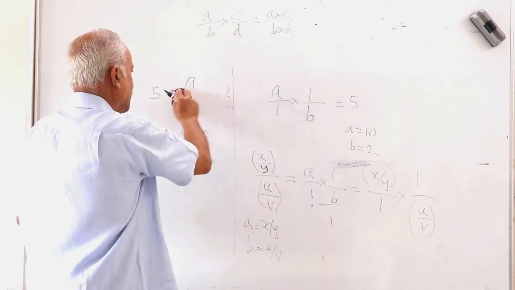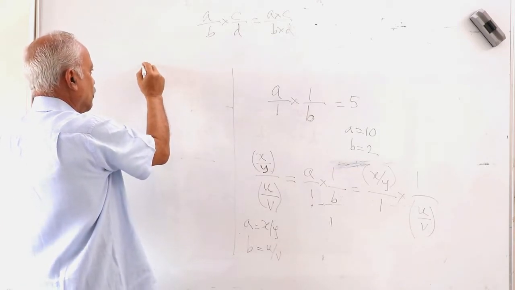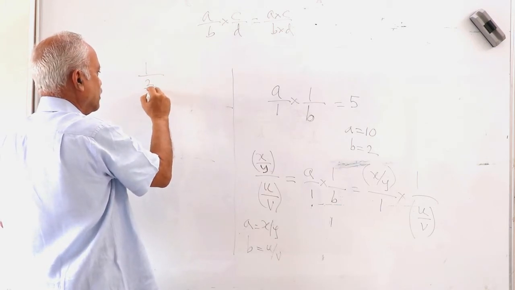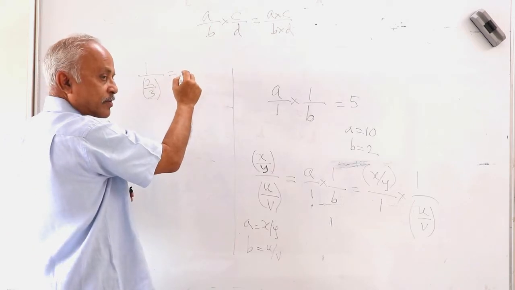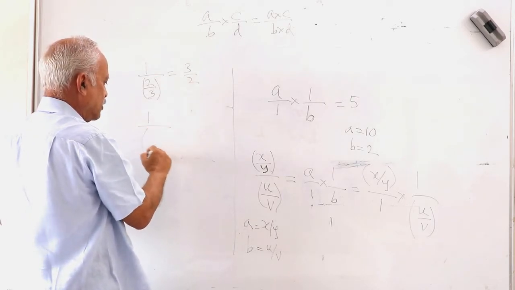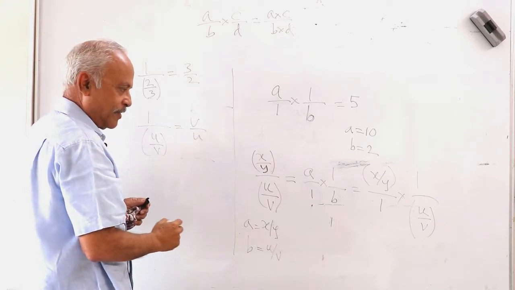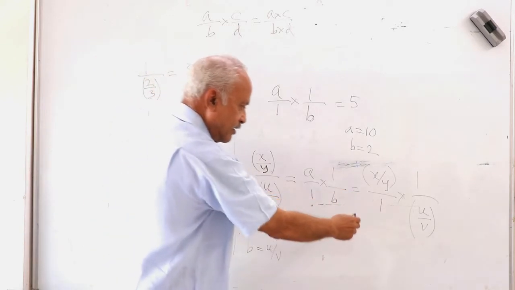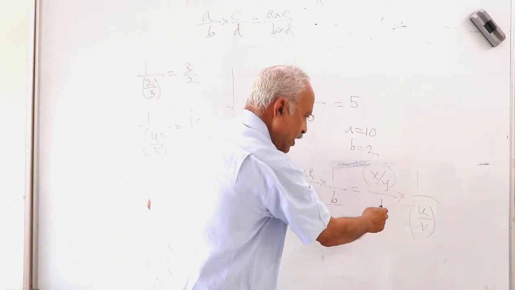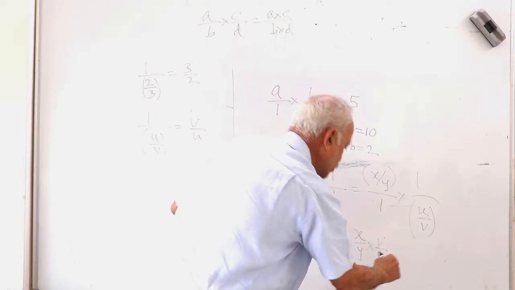But now recall, again this is something that we had done earlier: 1 upon 2 upon 3 is equal to 3 by 2. So 1 upon u upon v is equal to v by u. Okay. So now x upon y upon 1 is the same as x upon y, into 1 upon u upon v, which is v upon u. So into v upon u.